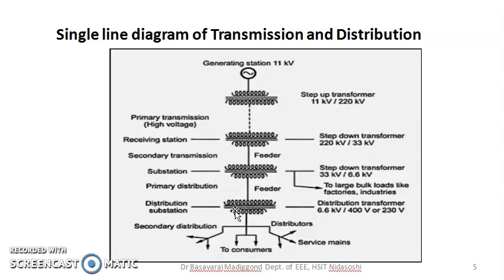At the distribution substation, again we step down the voltage from 6.6 kilovolts to 400 volts or 230 volts. This is called secondary distribution, and we distribute this electrical energy to the small consumers, household consumers at 400 volts or 230 volts. So this is a single line diagram of transmission and distribution of electrical energy.